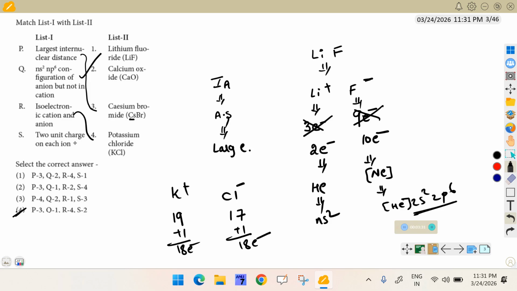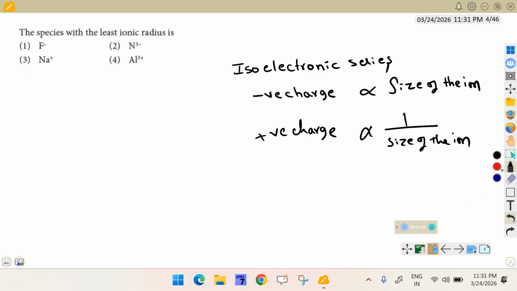2 unit charge on each cation and anion: Ca2+ and O2-. Yes, 2 unit charge on cation and anion. The species with least ionic radius: all these contain 10 electrons, so these are considered an isoelectronic series. Negative charge is directly proportional to the size of the ion. Positive charge is inversely proportional to the size of the ion. Based on that, the fourth option is correct.